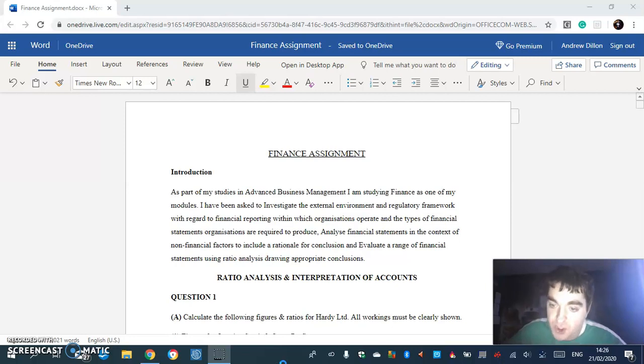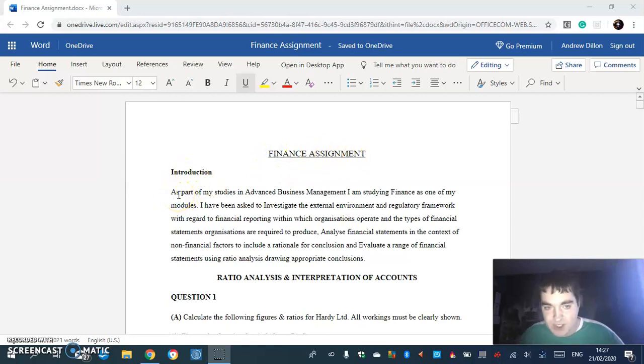I will be showing you my answers, the figures, and analysing the information that I need to do for the assignment. I also have to analyse the company to improve their financial performance, but that'll be the last part of the assignment. So let me start off with the reading of the assignment.